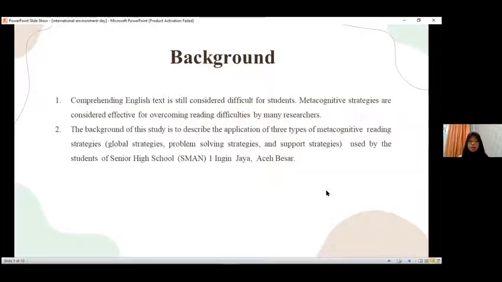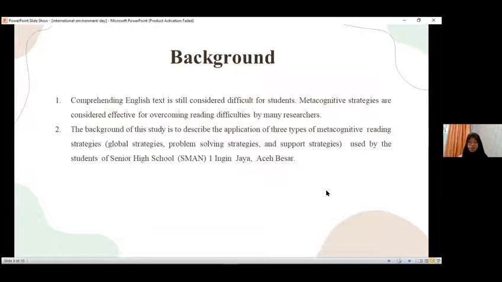However, based on the initial observation conducted at some schools in Banda Aceh and Aceh Besar, it was found that it seems to be hard for the students to comprehend English text. They said it was difficult for them to find the main ideas and the detailed information in the text in a short time because they had to read and translate the text word by word.